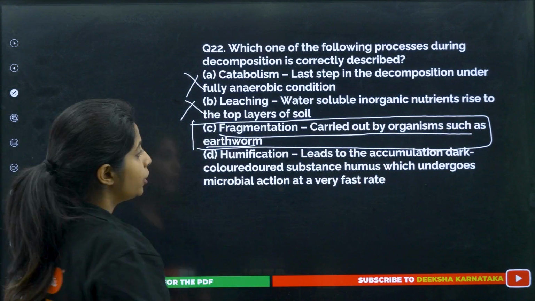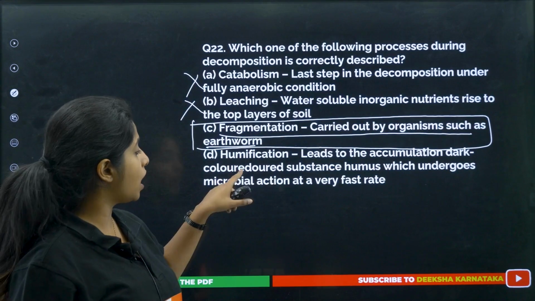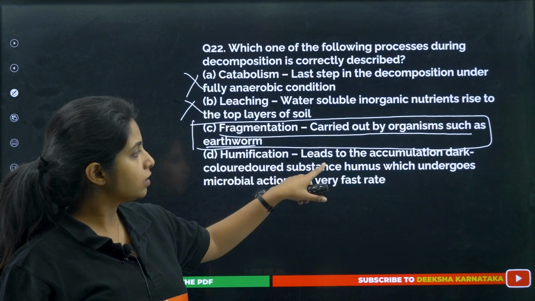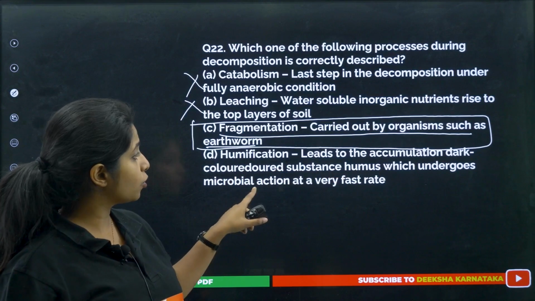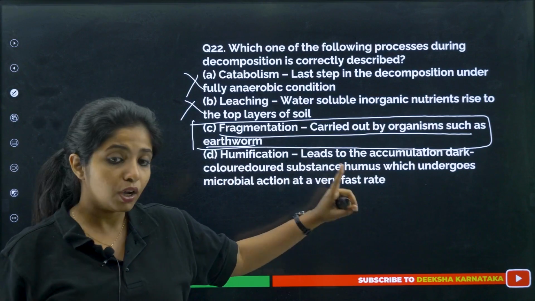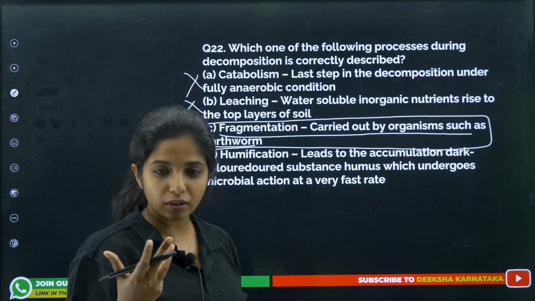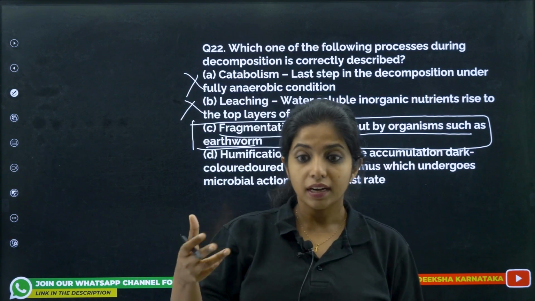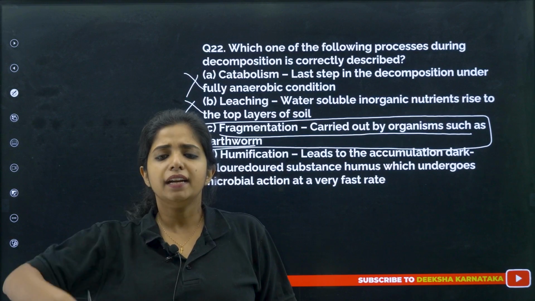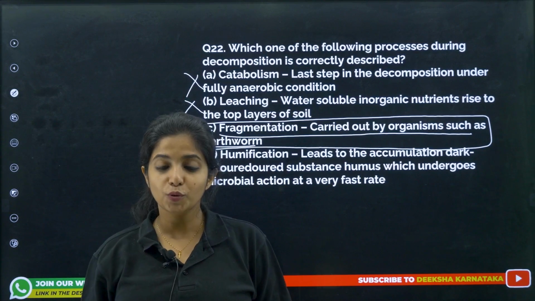Let's read the other one. Humidification leads to accumulation of dark colored substance humus which undergoes microbial action at a very fast rate. No, dear children. The humus which is formed, the dark thing that we see in the dark soil, is rich in nutrients and things like that. It takes a huge lot of time to break down.